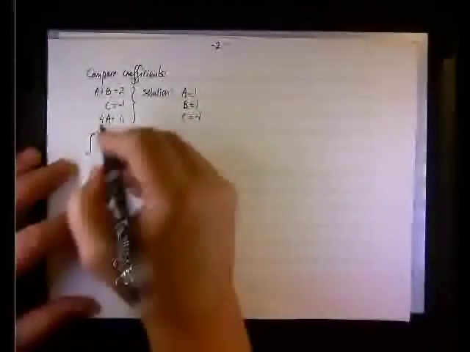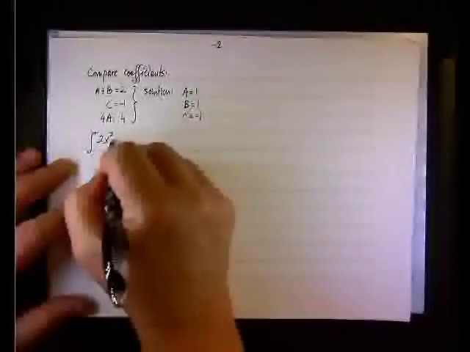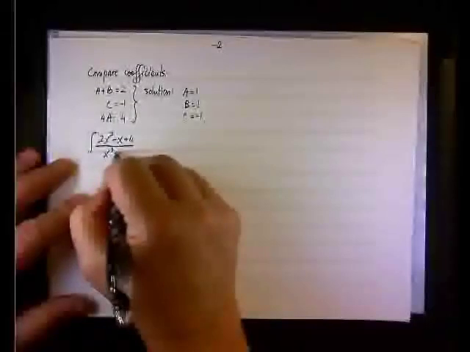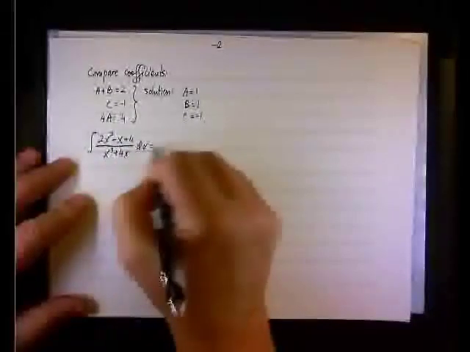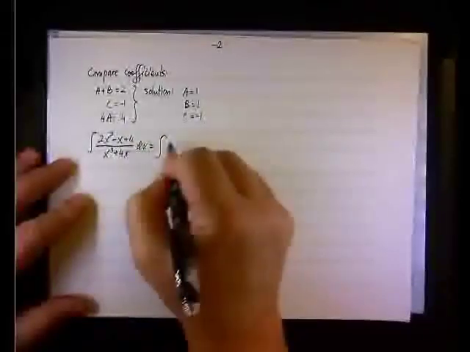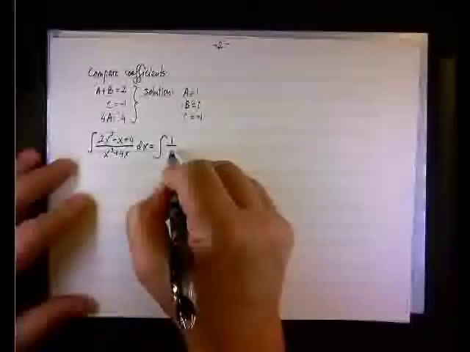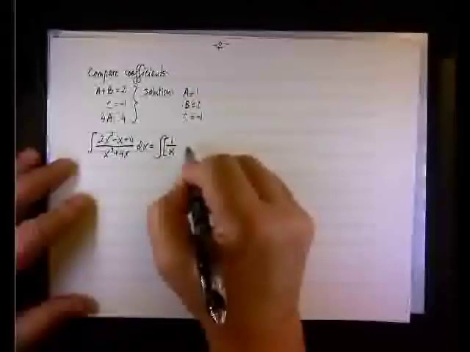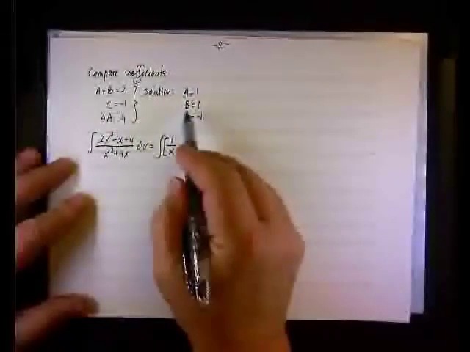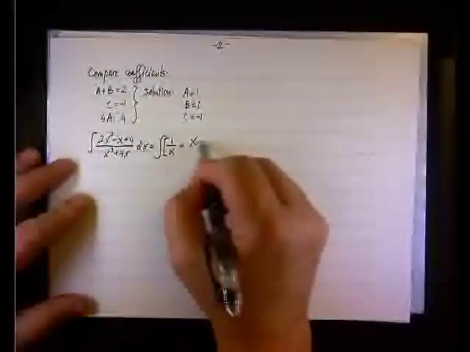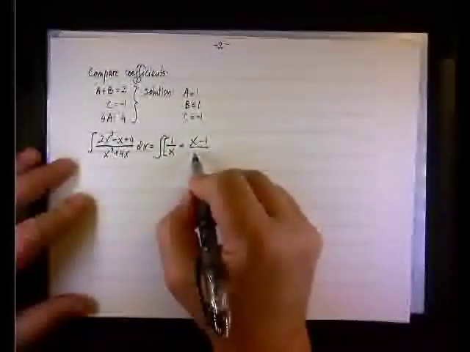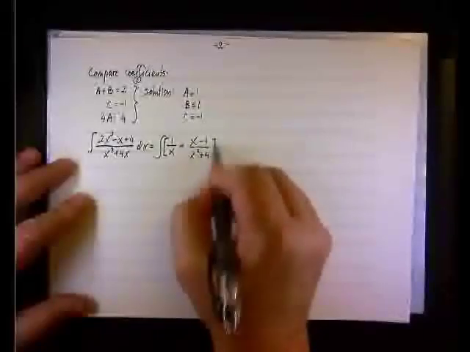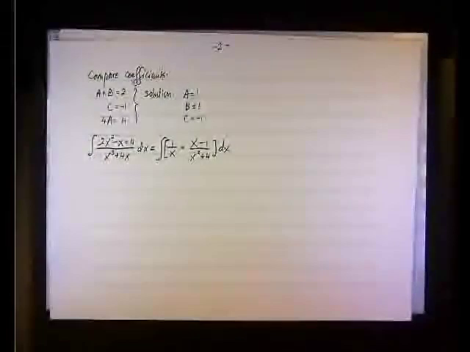So the integral of the rational function 2x squared minus x plus 4 over x cubed plus 4x now looks like the integral of a, the coefficient above x, plus bx plus c, which translates to x minus 1 over x squared plus 4, dx. Okay?